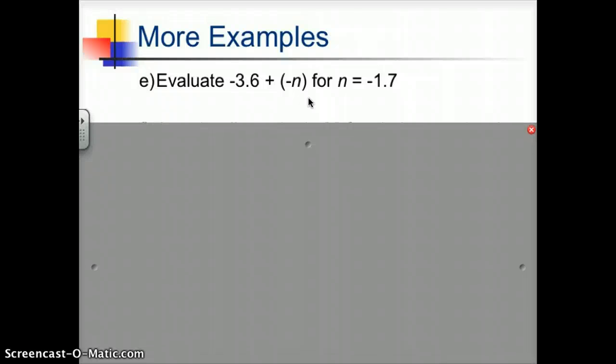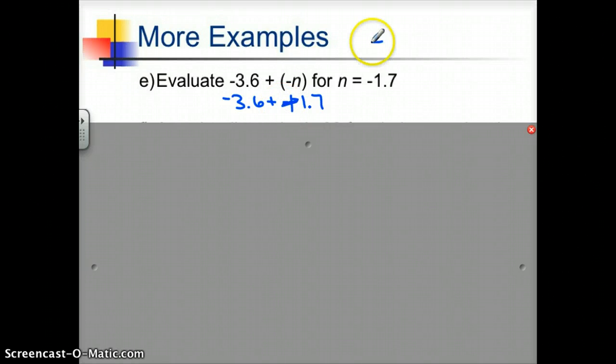This one can tend to be a little tricky for some people. It has a variable in there. It says evaluate negative 3.6 plus negative n. That's just in parentheses so that the plus and minus aren't right by each other. Don't panic about the parentheses. For n equals negative 1.7. You have to be careful when you're substituting it in. You're going to do negative 3.6 plus negative n, so that's negative negative 1.7. Remember, when you take the opposite of a negative, you get a positive. So I might just turn this negative negative into a plus. It might help you out there.